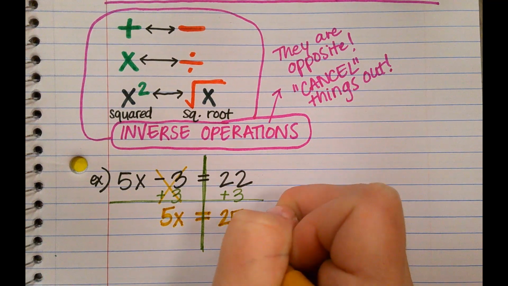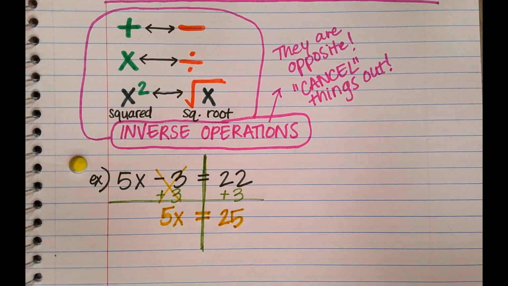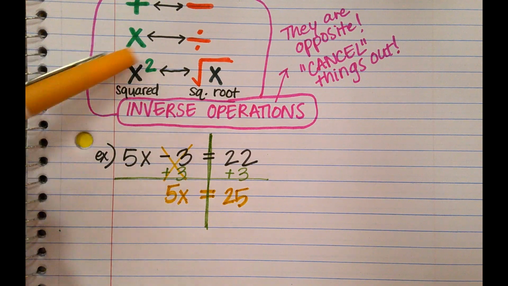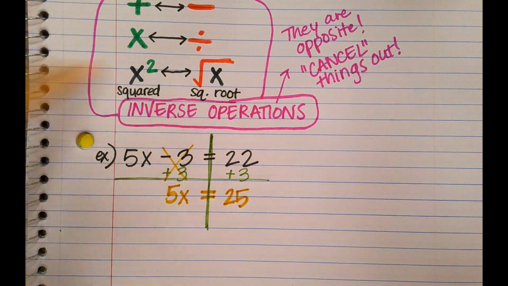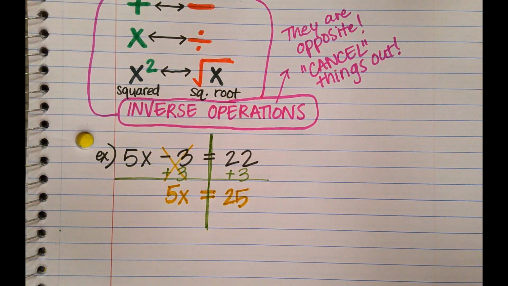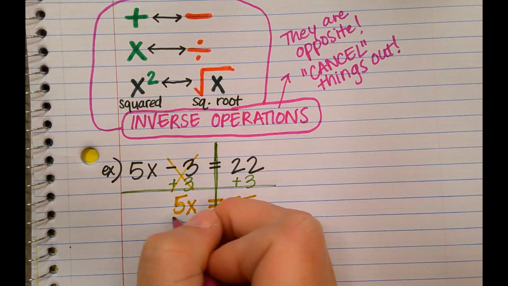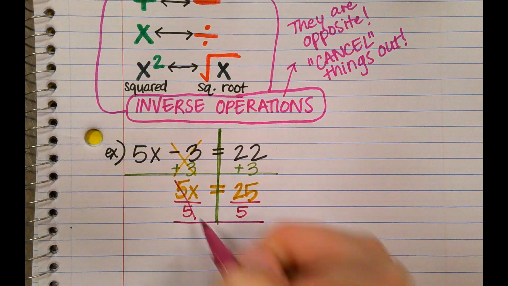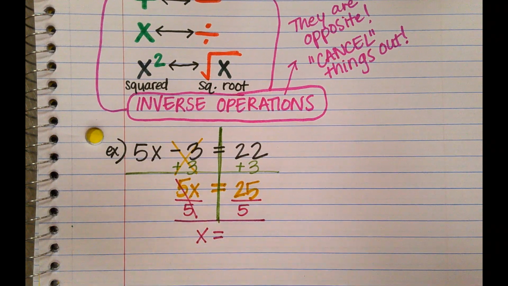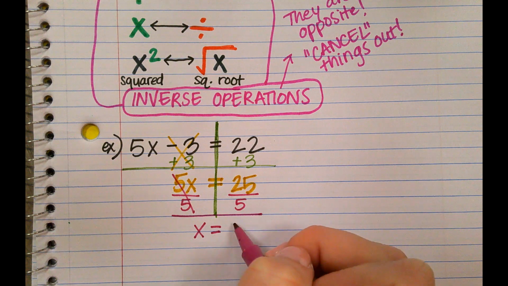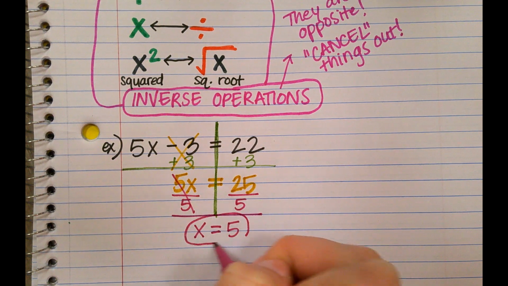Can you guys see that? Okay. Then you divide by 5. Yes, this is 5 times x. How do I get rid of times? Well, I divide. So we can divide by 5, and then I'll have x by itself, which is what we wanted. Divide by 5, divide by 5. Beautiful. We get x equals what? 5. x equals 5. Yes, very nice.